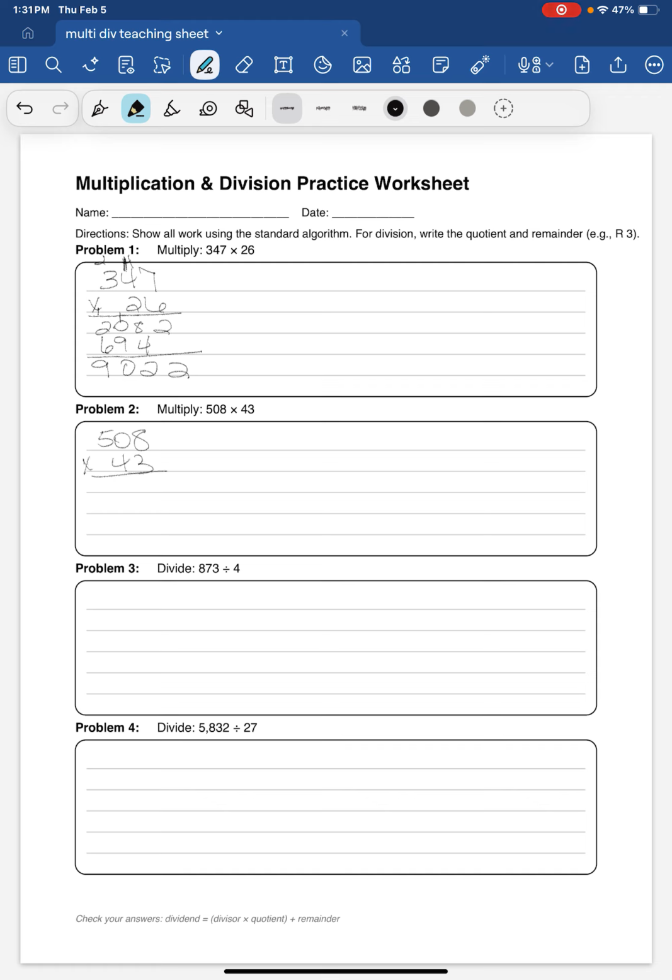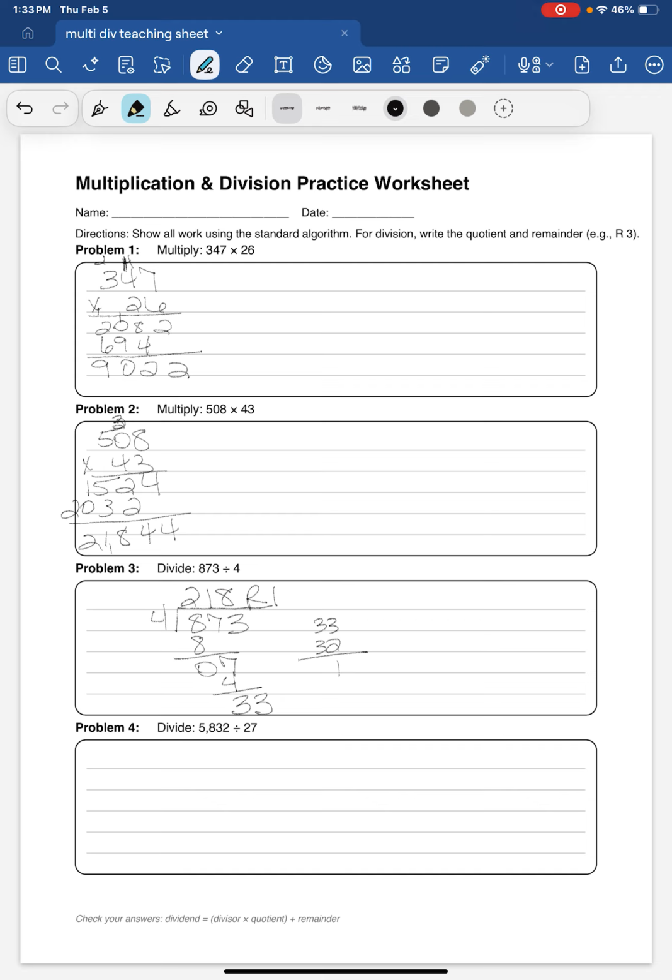And you bring down your other 3, and 4 will go into 33 8 times. That gives you 32. So you're going to have a remainder of 1. And so not everything will divide absolutely evenly by every number. So you're going to have a remainder oftentimes. So we can do that on our calculator. 873 divided by 4 equals 218. And on your calculator, it's going to say 0.25. But for our purposes, remainder 1.